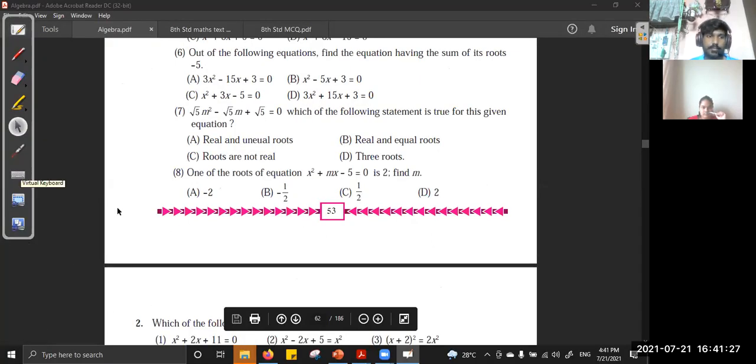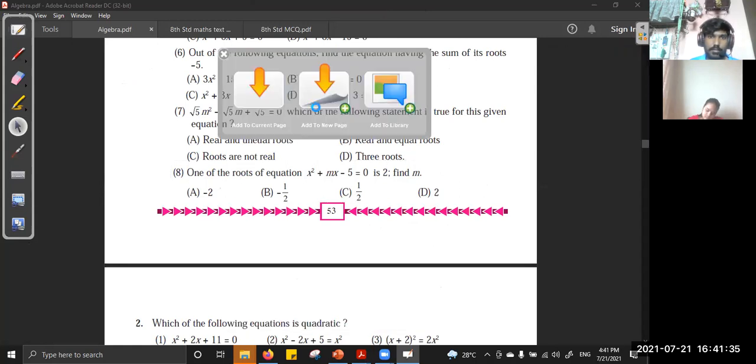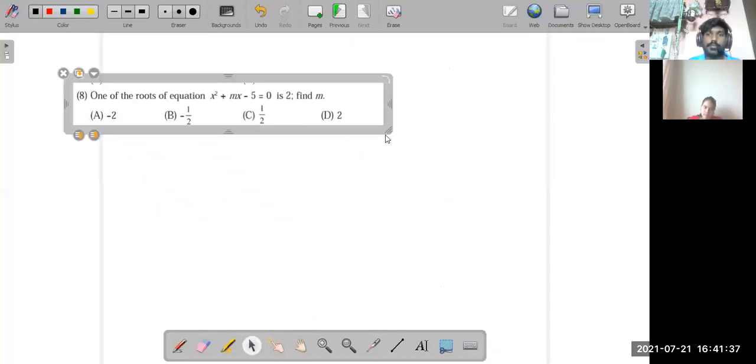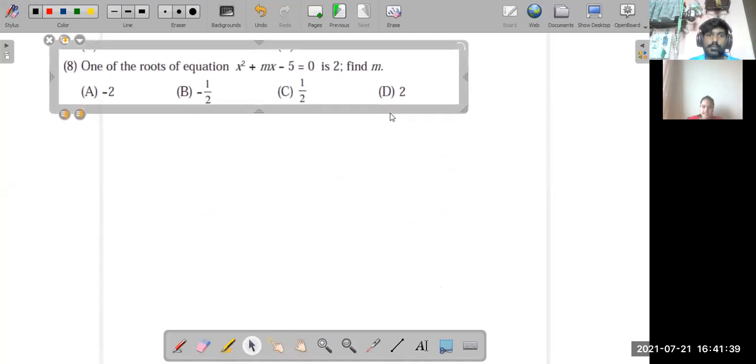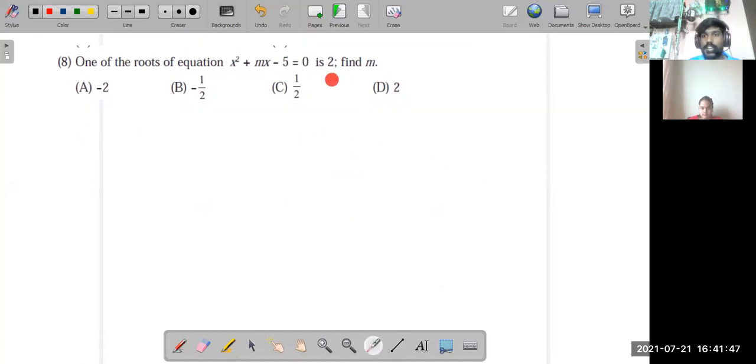8th one, the last MCQ. I have to do it by finding out the equation, the forming equation formula. They are saying that one of the roots is 2. You have to find the value of m.